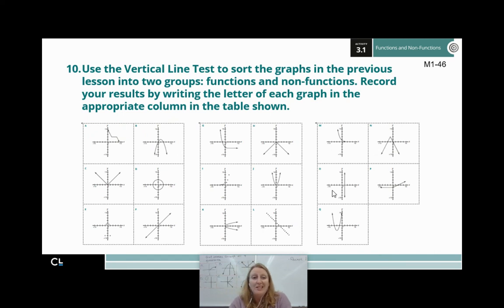So here's what I'd like you to do. Remember how I told you to save those graphs from last time? We're pulling them out now. I would like you to pull out all the graphs from last time. You had like 19 of them.